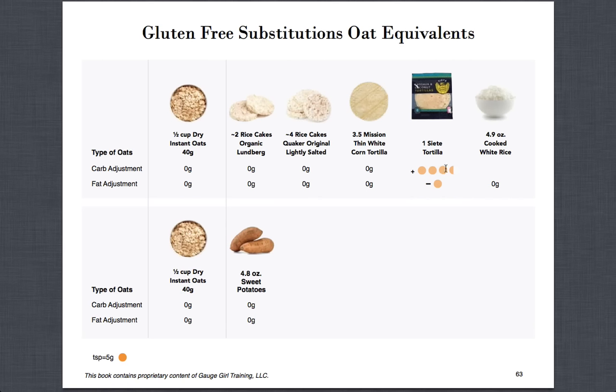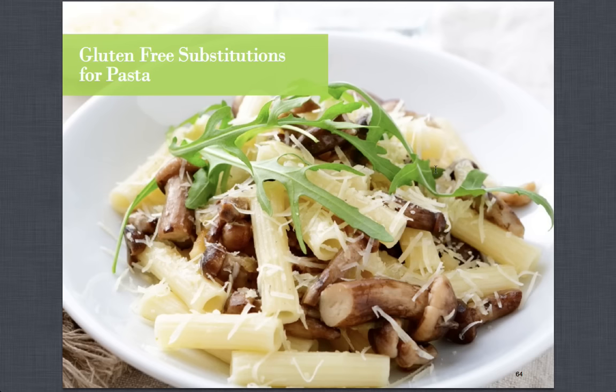You can see these dots here with the siete tortilla. This is a really good product. It tastes great, but the only trick here is you need to be able to add additional carbohydrates because it is a little bit lower in carb, but it's a little bit higher in fat. It's lower in carb, higher in protein. So again, there's gluten-free substitutions for pasta and so much more.